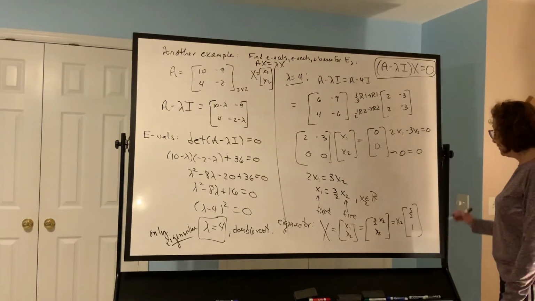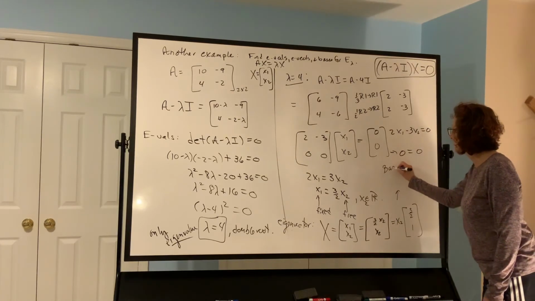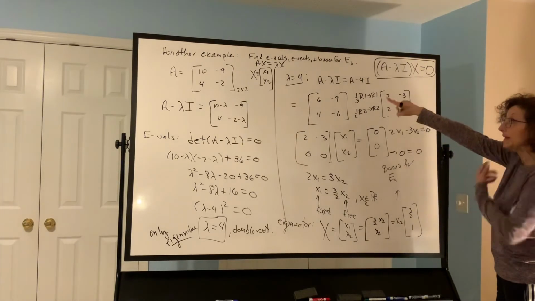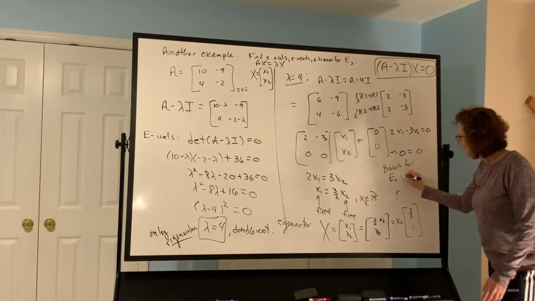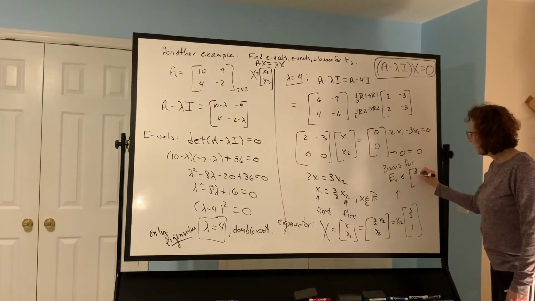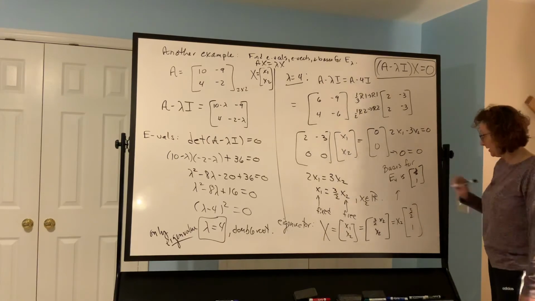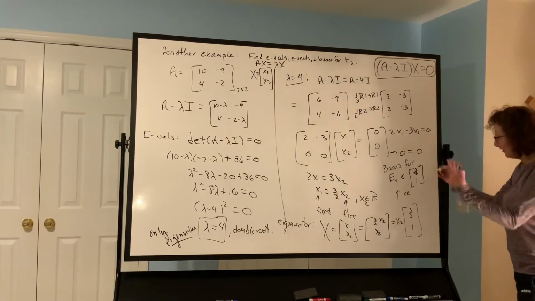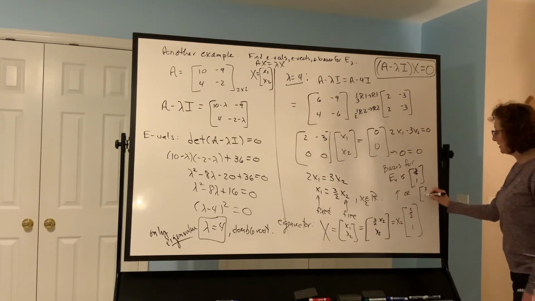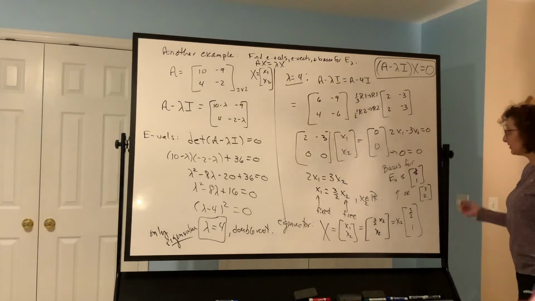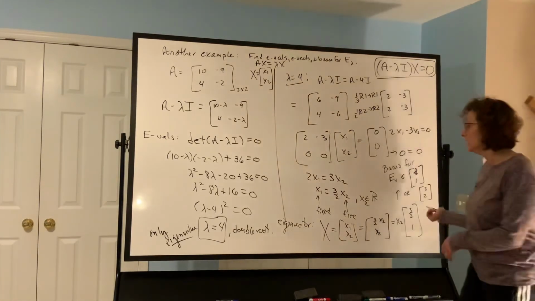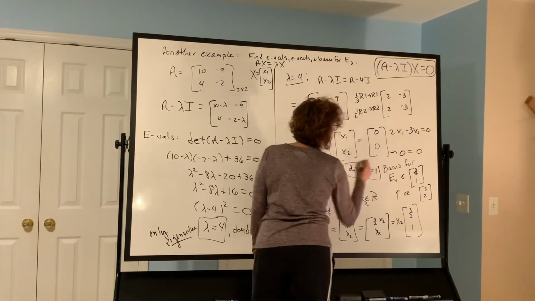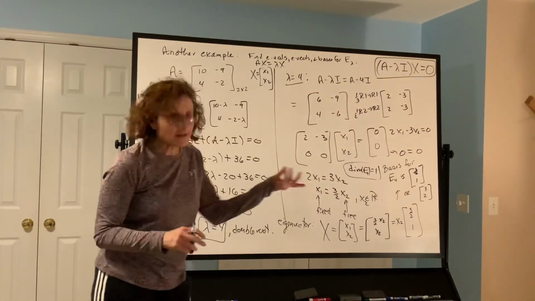x2 can be any real number, and so we say a basis for E4, the eigenspace associated with the eigenvalue 4, is, well, we could say 3 halves, 1, because I was just reading it right off of there. Or if I didn't like the fractions, I could multiply it by 2 and say 3, 2. Does that make sense? But there's still only one basis vector required, and so the dimension of E4 is 1. One basis vector required. So that's kind of weird, right?